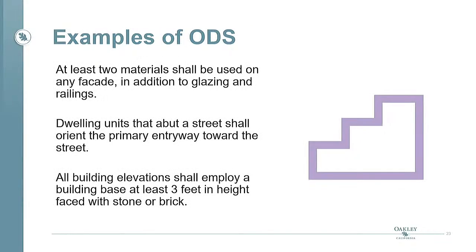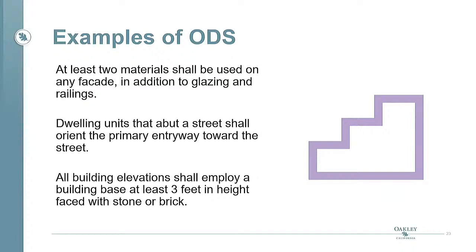We have some examples. At least 2 materials shall be used on any facade in addition to glazing and railings. So that way you get some variety in materials. Dwelling units that abut a street shall orient the primary entryway towards the street. All building elevations shall employ a building base at least 3 feet in height, faced with stone or brick.